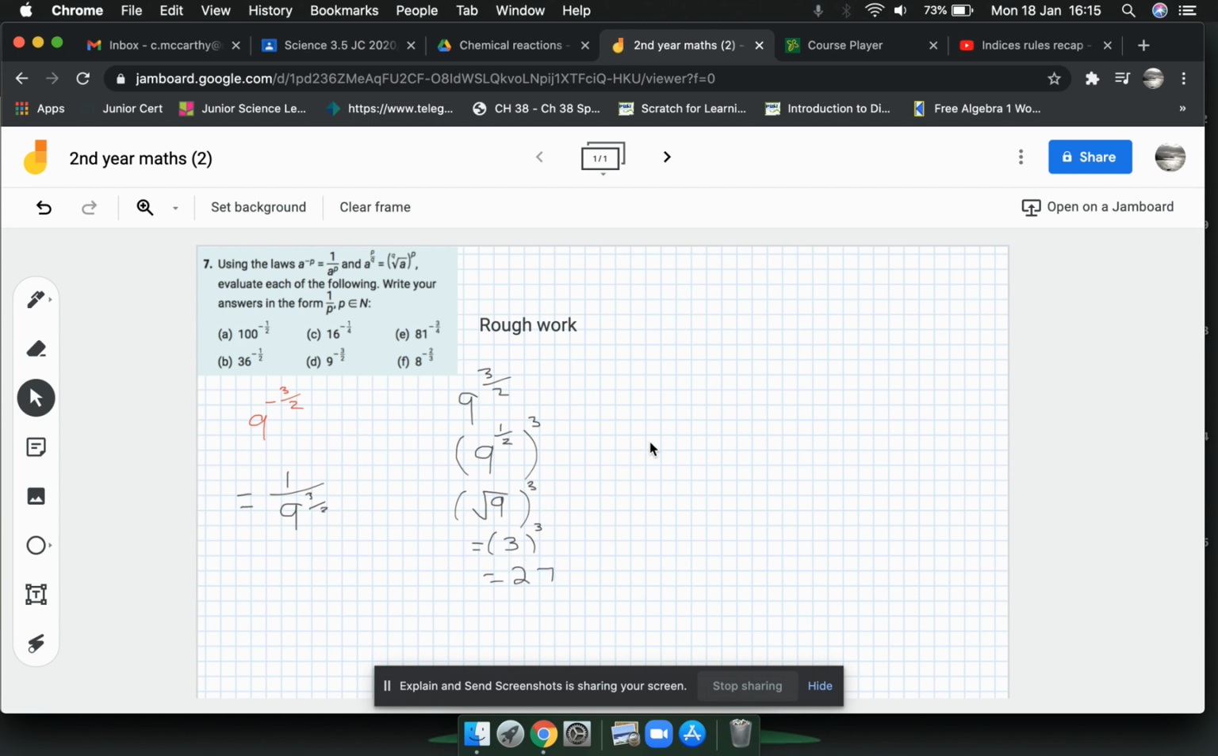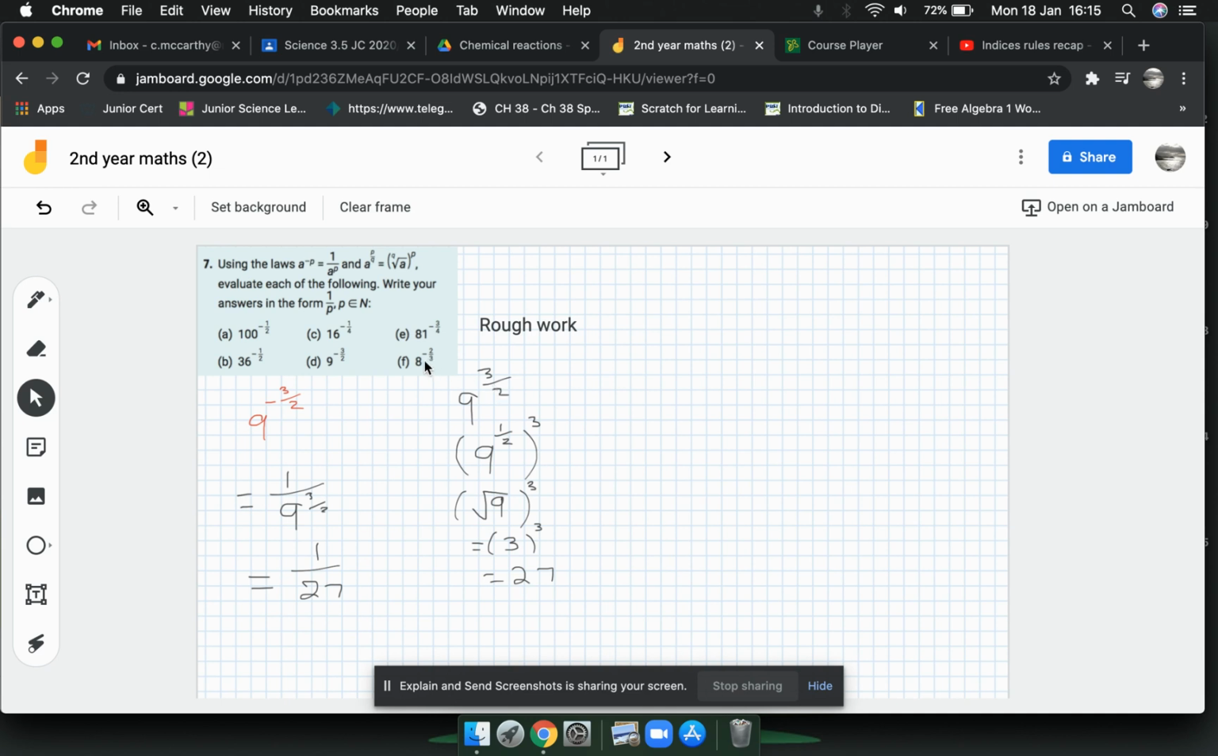So if I had to figure out what is the value of 9 to the power of 3 over 2 alone, the answer I would get would be 27. But what I'm being asked is what's 1 over 9 to the power of 3 over 2. And the answer for that is 1 over 27. Okay, because I figured this out on the right here. So there's a little bit of steps involved in this. I suppose there's a lot of steps involved in this.